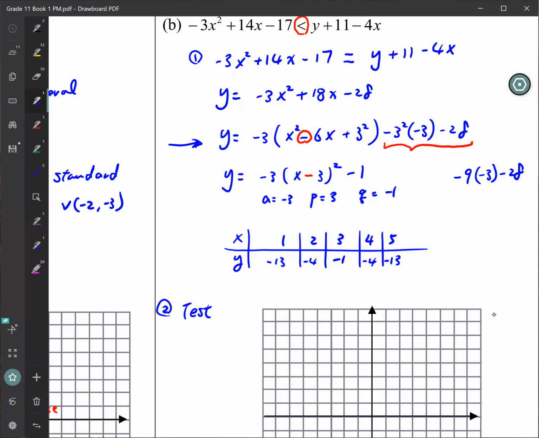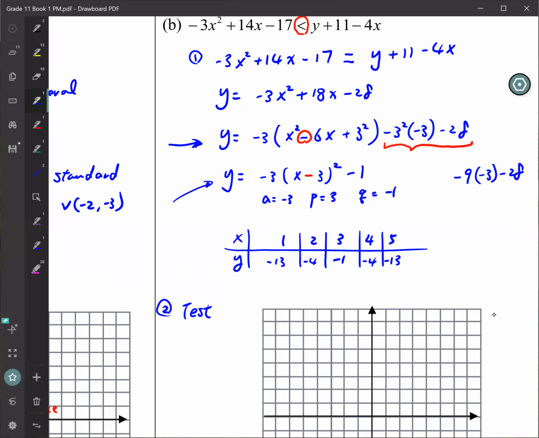So let's say we plug in 1 then, okay? Plugging 1 into the standard form, okay? 1 minus 3 will be negative 2. Negative 2 squared is 4. 4 times negative 3, negative 12. Negative 12 minus 1 is negative 13. Yeah, it should be negative.